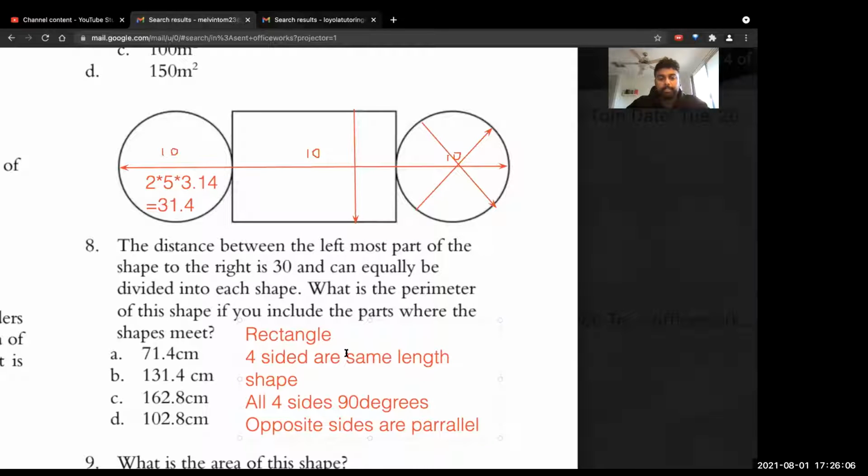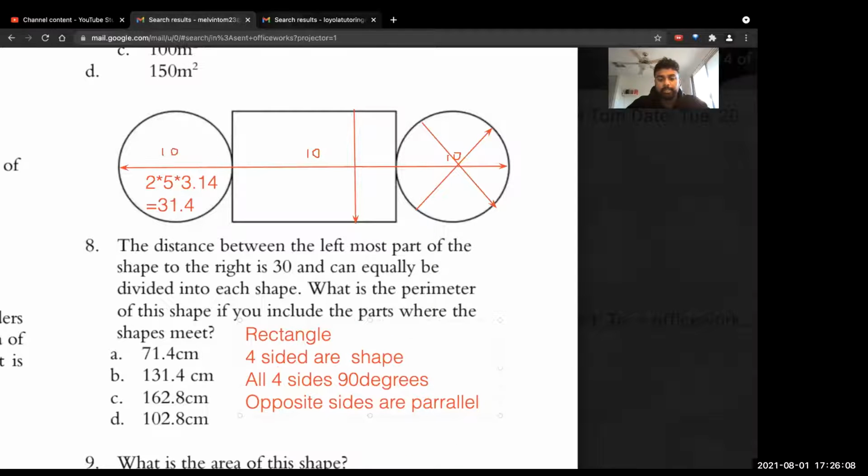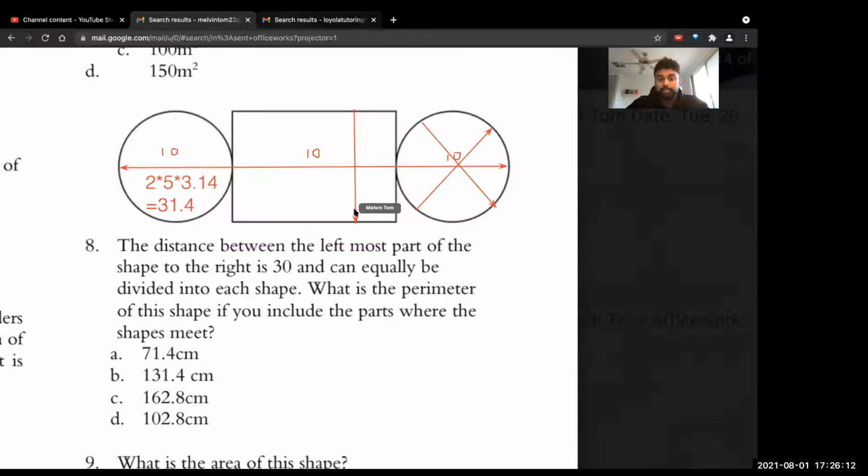So this is the only difference between a square and a rectangle. In this question, the height is 10 and the width is 10, so this is a square. How do you find the area of a square? It is 10 times 10, or 10 squared. Sorry, we need to find the perimeter. So 10 times 4 is equal to 40.